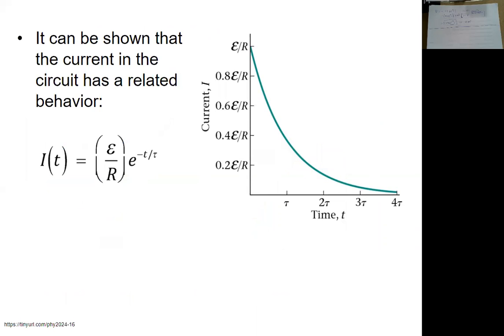However, the current in the circuit will decrease. So this is current, initially it's equal to epsilon divided by R, then it decreases down to about 1% after 4 times our time constant. So just keep in mind the charge goes up, the voltage goes up, but the current goes down on the capacitor, or in the circuit here. And this is given by epsilon divided by R times e to the minus t over tau.